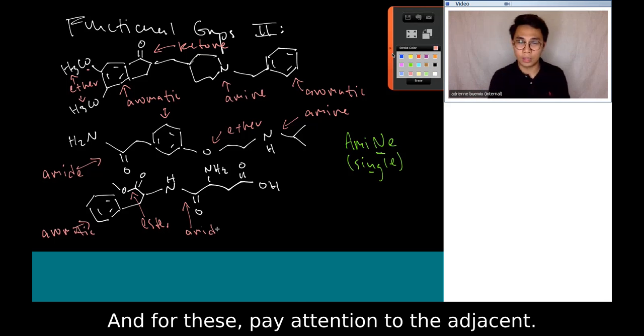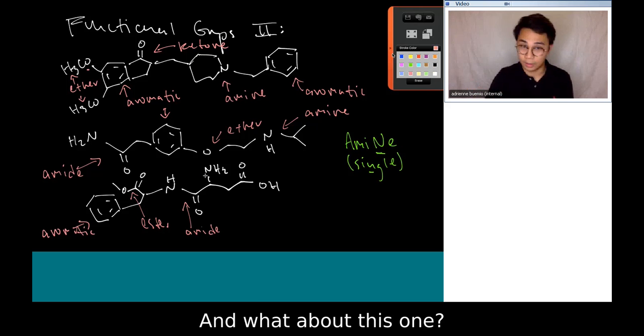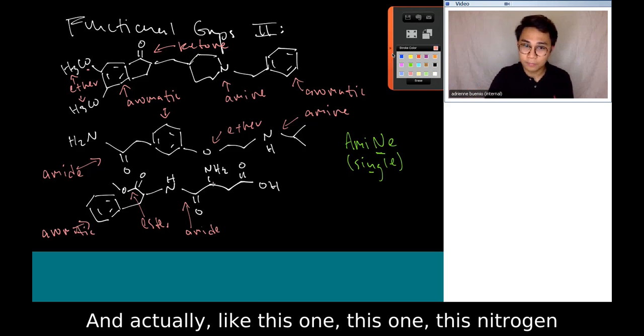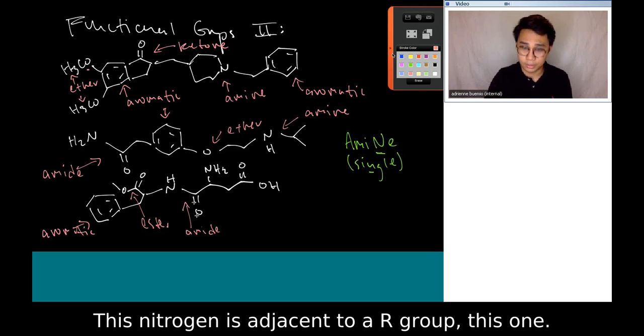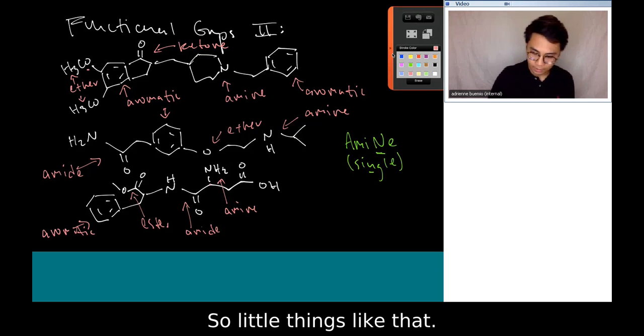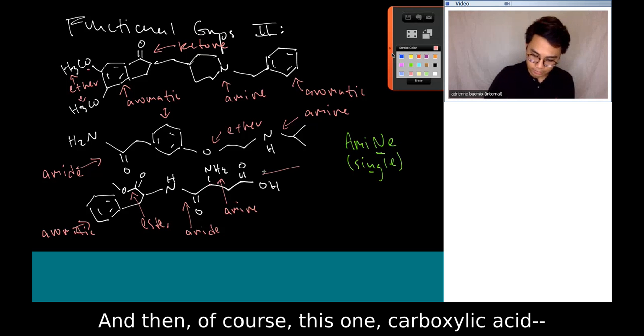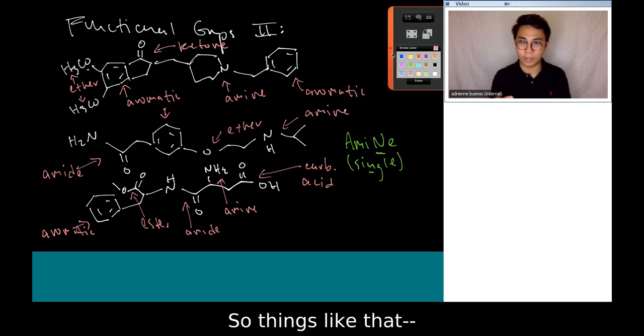And for these, pay attention to what's adjacent, right? And what about this one? Actually, like this one, this nitrogen is adjacent to a carbonyl group, right? This nitrogen is adjacent to an R group. This one, right? So that's not an amide; it's an amine, right? So little things like that. And then, of course, this one, carboxylic acid, right? So things like that. Not too crazy.